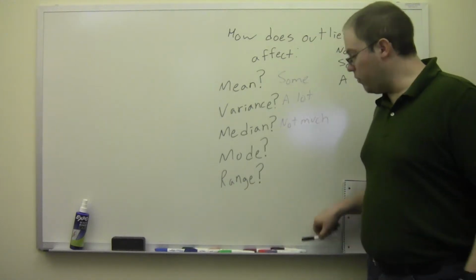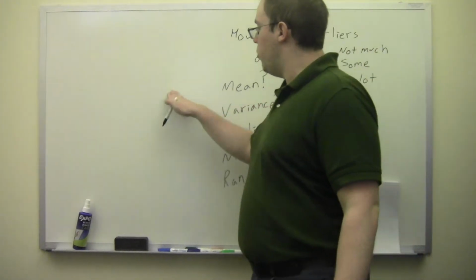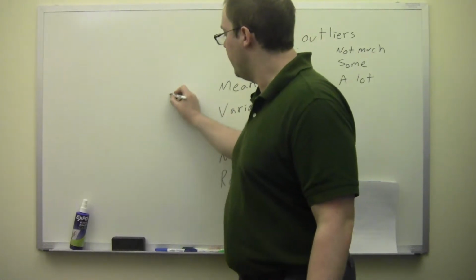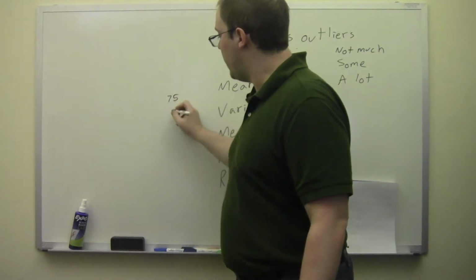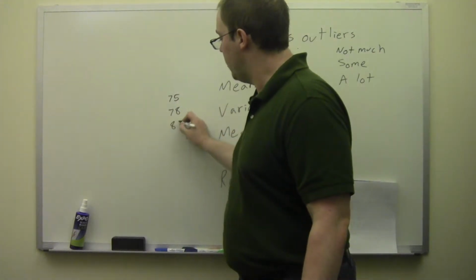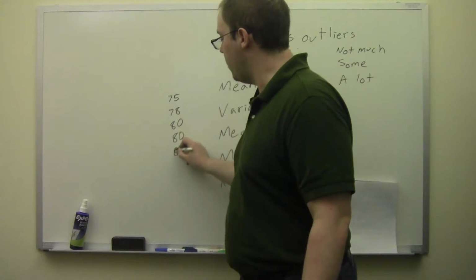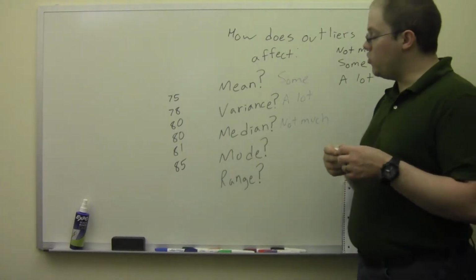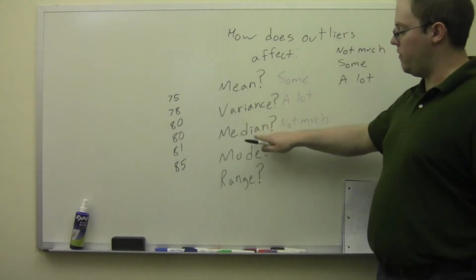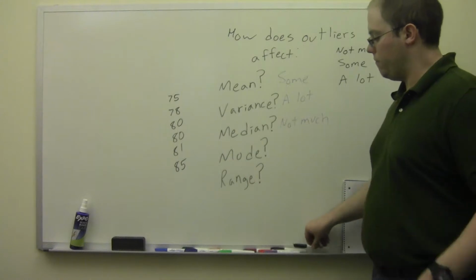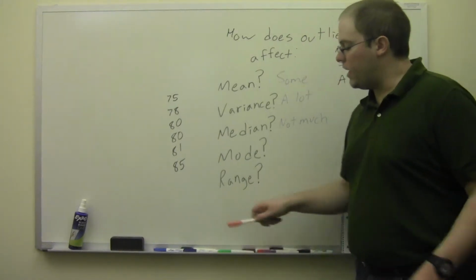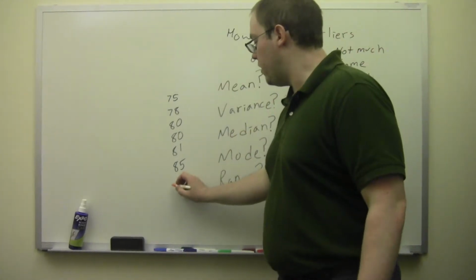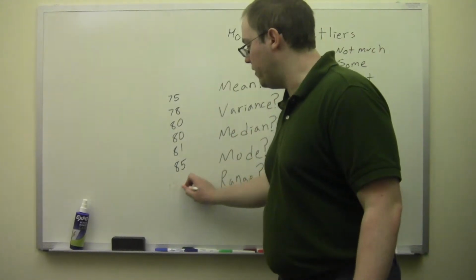So say, for example, that you had some points. Let's say we were looking at garlic mustard plant height, and we had something like 75, 78, 80, 80, 81, 85. Well, we could do some calculations on what the mean, the variance, the median, the mode and the range were. But now let's say I had one other point in here. It was an outlier point. Let's say this was something like 120.